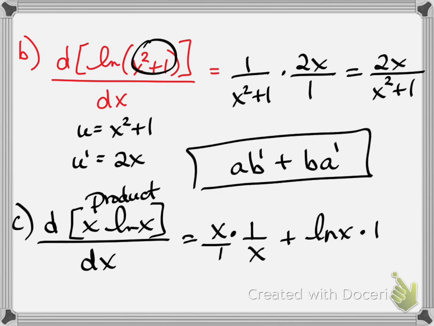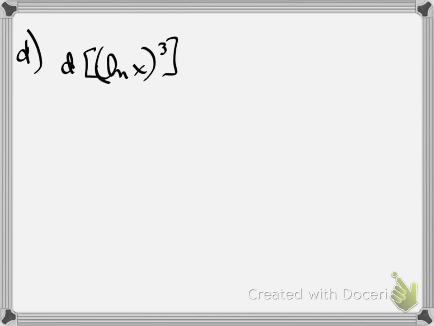All right, this simplifies to 1 plus ln of x. All right, D part. I think these are fun because I like logarithms. So ln of x all to the third power. All right, so what we want to do is, is there a way that I could use a property?